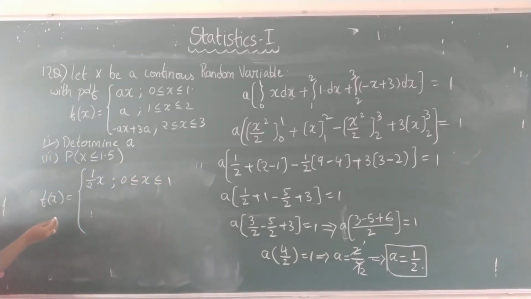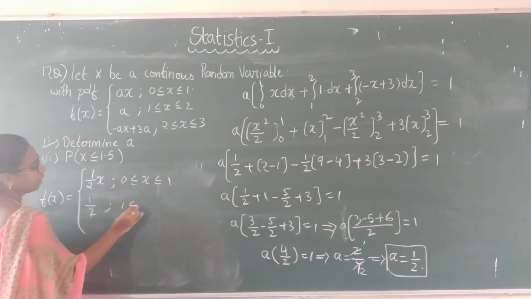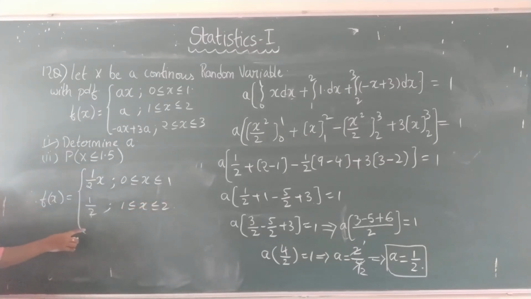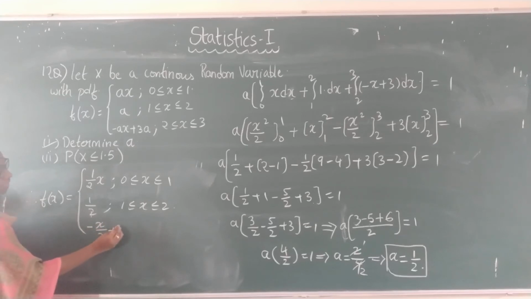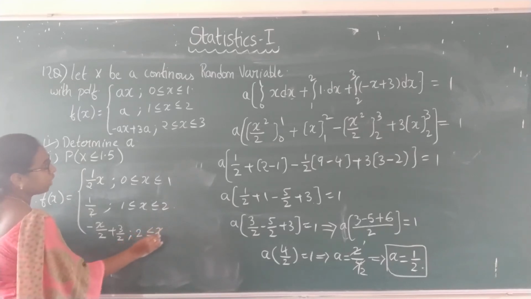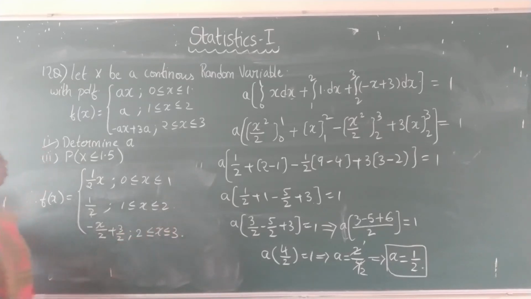Second function is a, so that is 1 by 2 if your x value lies between 1 and 2. Similarly, next one is minus ax, that is minus x by 2 plus 3x, that is 3 by 2, between the limits 2 less than or equals to x less than or equals to 3.